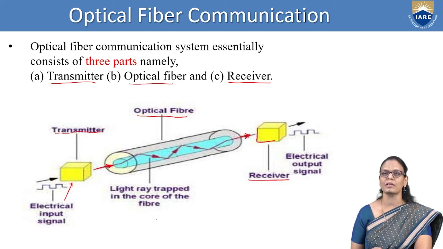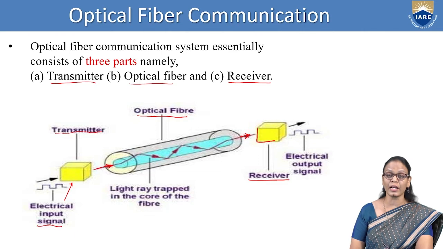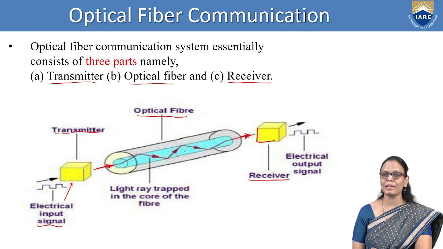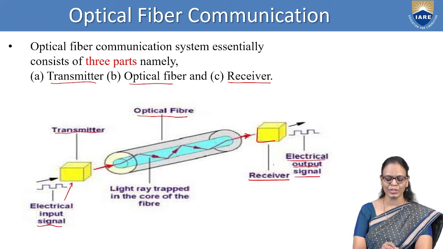This is the receiver. So we have the electric input signal at the transmitting section, the transmitter, and then the light being propagated through the optical fiber. And this is the receiver which receives the signal, and we have the electrical output signal. So these are the three main parts in fiber optic communication. We are going to discuss one by one in detail.